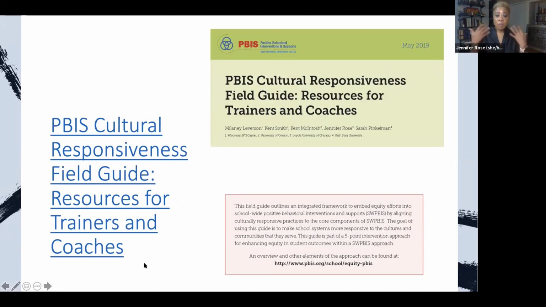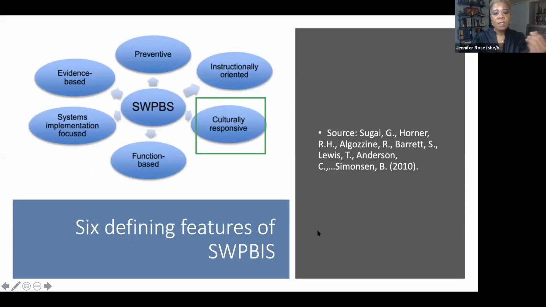All right, so the work on the section that I'm going to be sharing with you is coming from the PBIS Culturally Responsive Field Guide. In the handout, there is a click link to this resource. I encourage you to review it if you have not done so already, because there are many tips and strategies in here for incorporating or recognizing culture and working actively with your staff and with families around the issue of integrating culture.